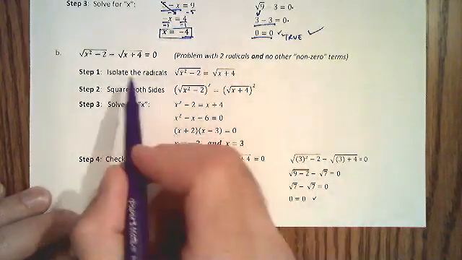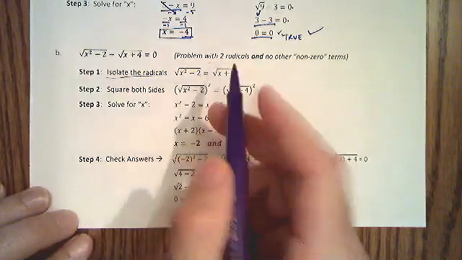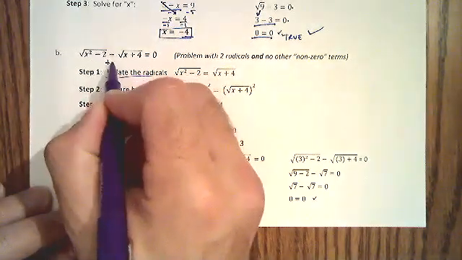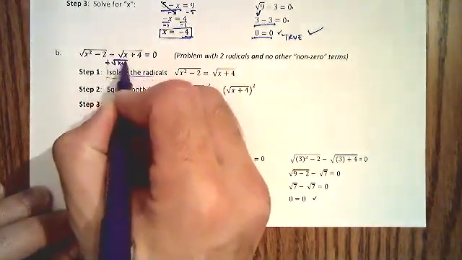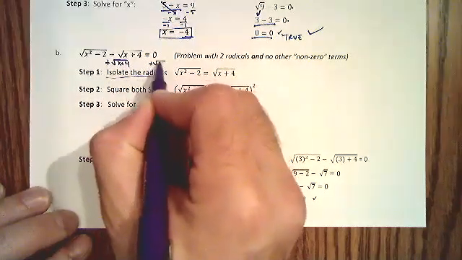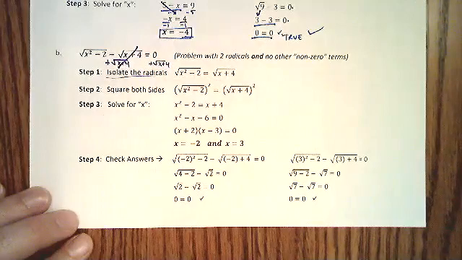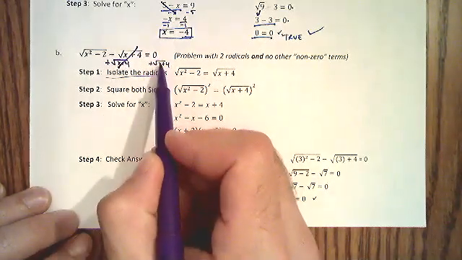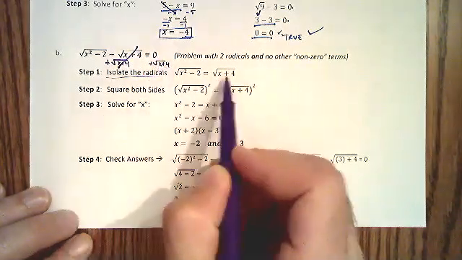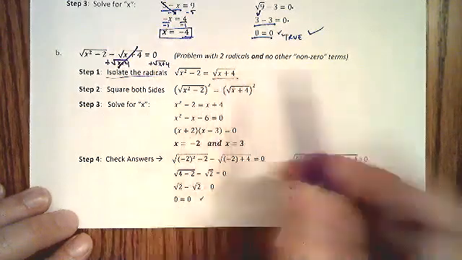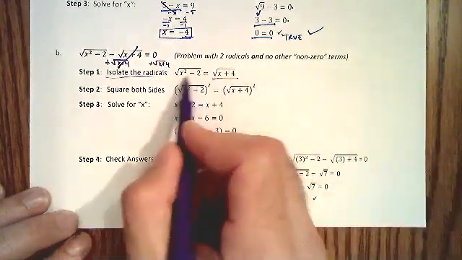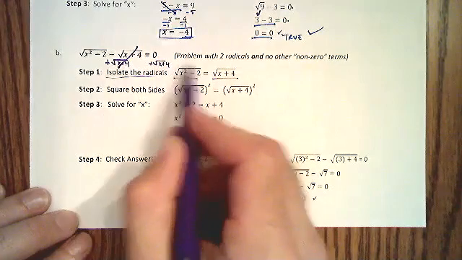So the first step, isolate the radicals. What I'm going to do is add the square root of x plus 4 to both sides of my equation. And when I do that, the square root is eliminated from the left side. 0 plus the square root of x plus 4 is just going to leave it as that, the square root of x plus 4. So now I have isolated one of the radicals.